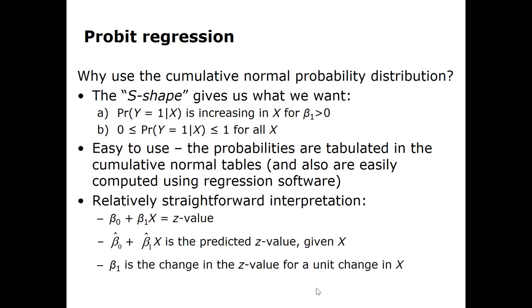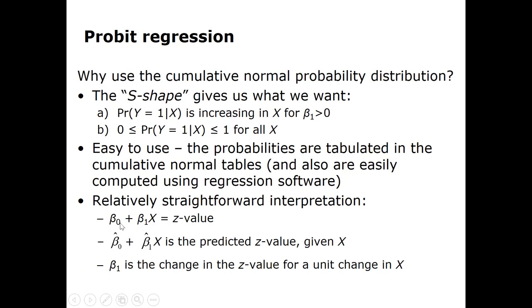Now the first question you might ask is, why should we use the cumulative normal probability distribution? Well, first, as I explained earlier in the slides, the shape of the function is suitable. In other words, we avoid getting negative values and values that are greater than 1, and also probabilities are increasing in x given positive values of beta 1. The interpretation is slightly different here, as you remember. It's easy to use as well, but the main point I want to look at is the interpretation. It's quite an easy one.